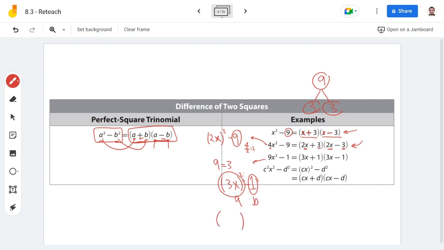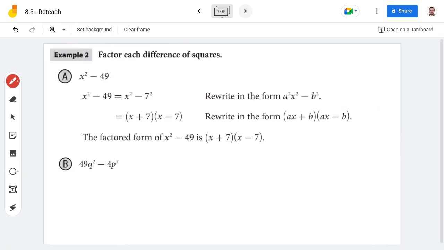Now, if I need to open two brackets, A is 3x here. You put plus here, negative here. B is 1, here is 1. So that's what you see in the first bracket here. So this is the rule that we are following, which is c squared x squared minus d squared, so it will be cx plus d, cx minus d. This is the difference of two squares.